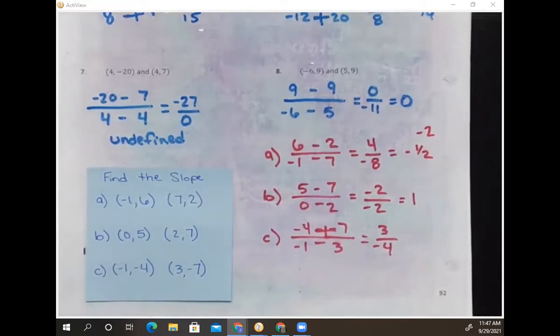For homework tonight, you have 2 Khan Academy assignments. In one of them, you will find the slope from a graph. In the other, you will find the slope from 2 points like we just did here.